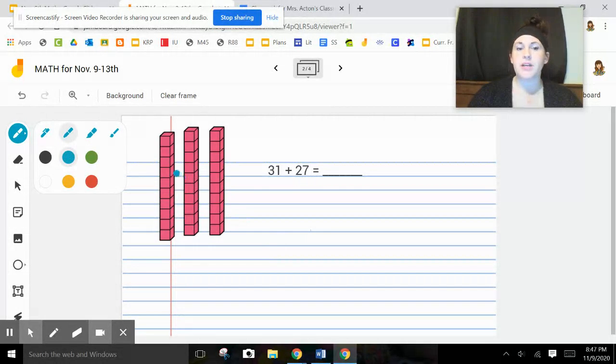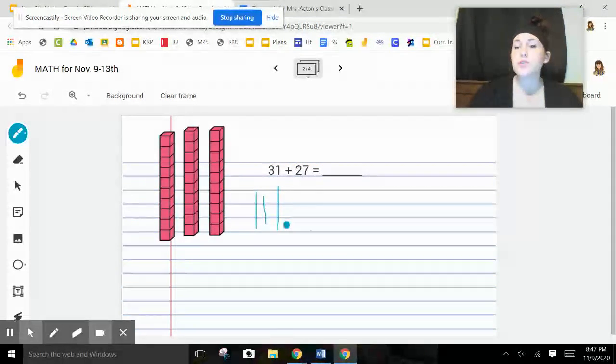So I'm going to grab my pen and I'm going to show you how you can use sticks and dots to create your numbers. So number 31, if I draw 3 lines, those are 3 10 sticks. So they mean the same thing as this guy right here. So this and this are the same thing. This and this are the same thing.